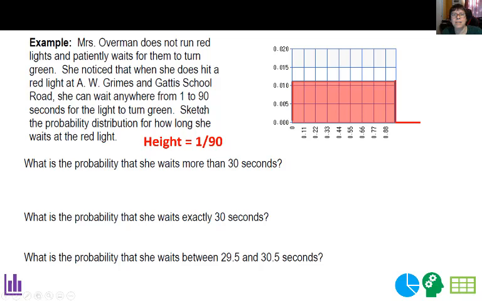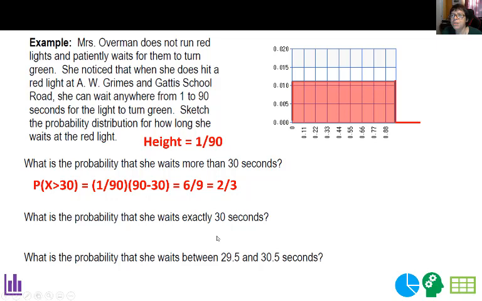All right. So what's the probability I wait for more than 30 seconds? Remember, that's going to be the area under the curve. And this is a nice, easy rectangle. We're good at these. So that's just base times height. So my height is 1/90. My base is going to be from the 30 seconds to the 90, which is 60 seconds. And I get 60/90 or 2/3, which kind of makes sense. If I draw it right there, that's 2/3 of the graph.